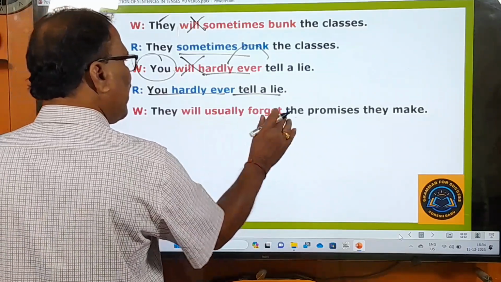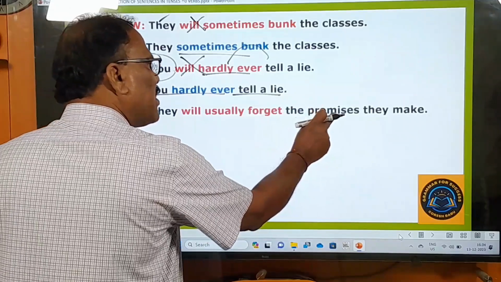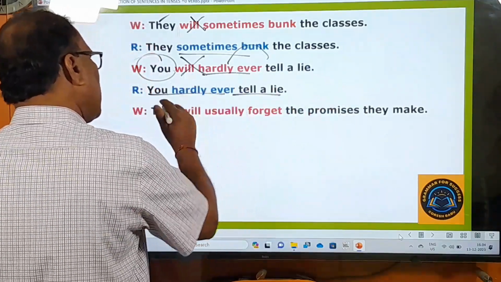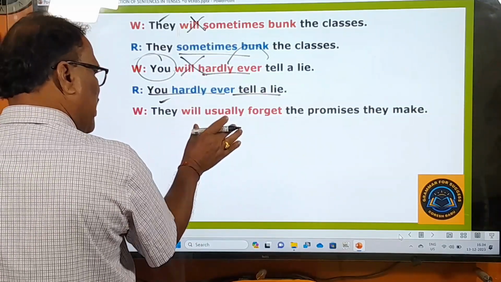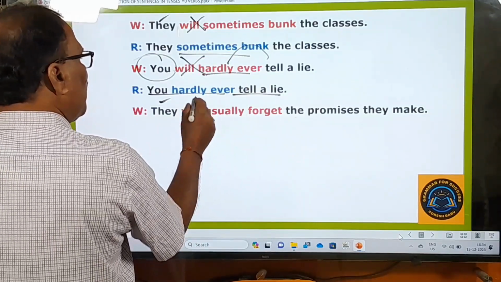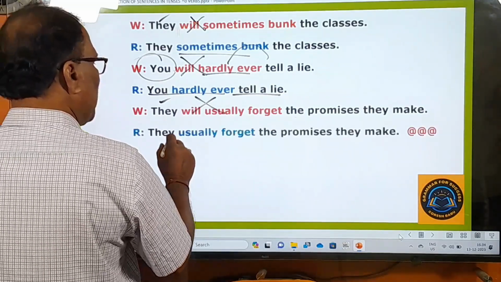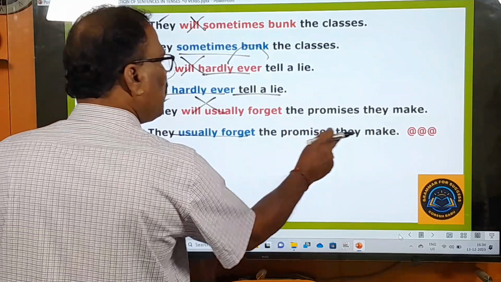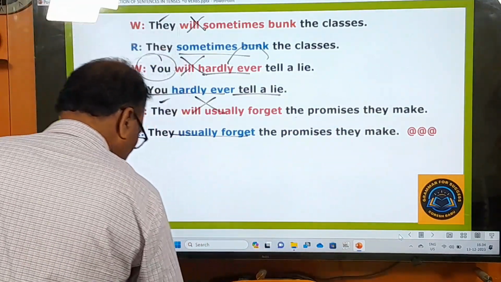They will usually forget the promises they make. So forgetting the promises they make is their habit. In this sentence, a habit is expressed, but it is expressed wrongly in the simple future tense. That's why this is a wrong sentence, and you have to express it in the simple present tense. They usually forget the promises they make. It is like that. Now, let's move on to the next rule.